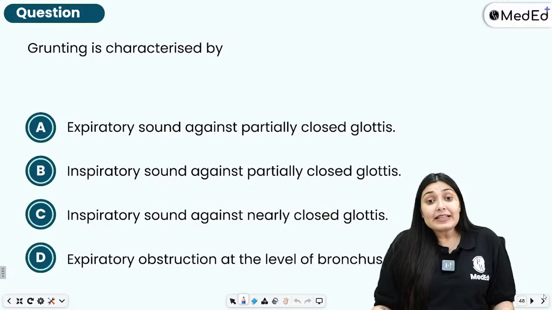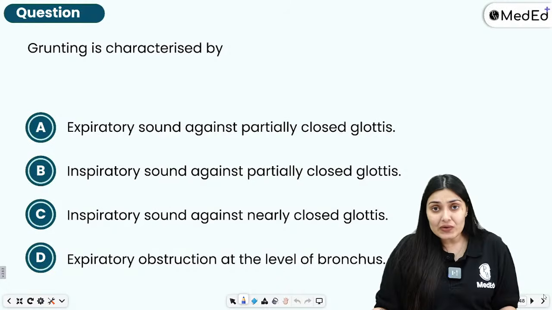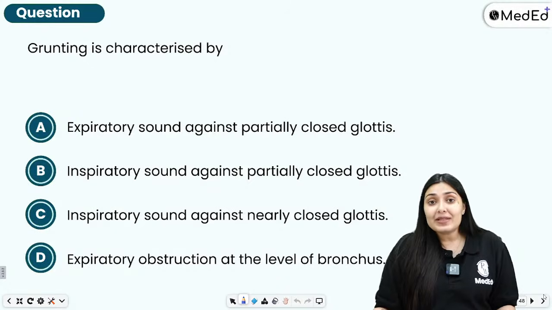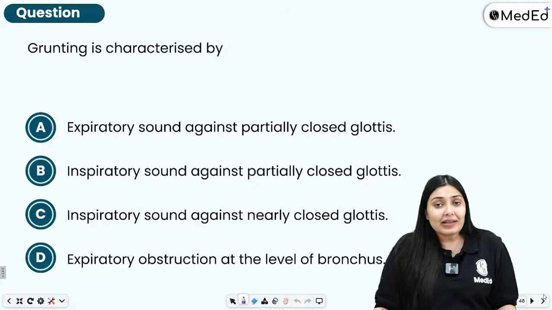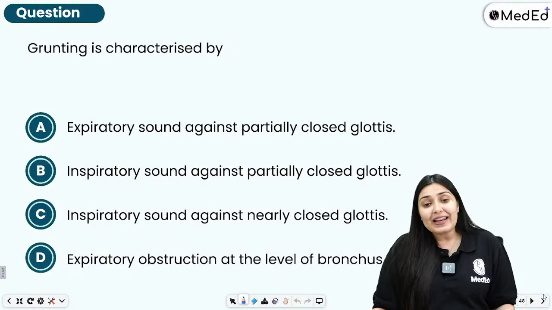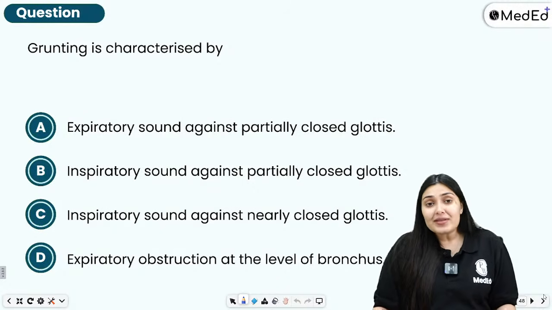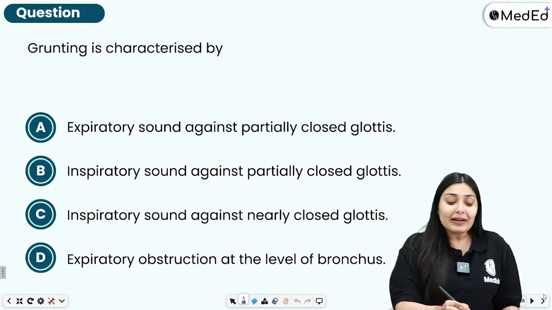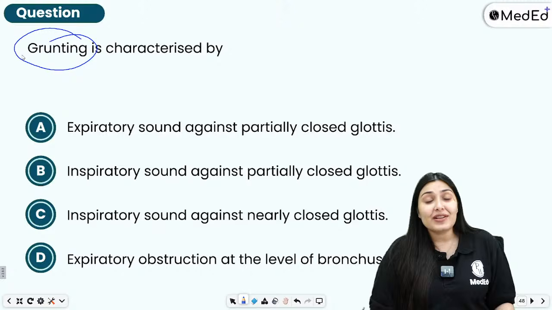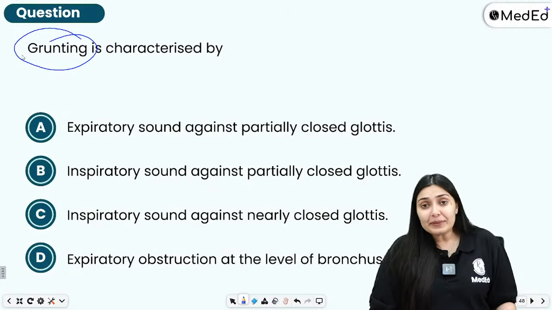Grunting is characterized by: expiratory sound against a partially closed glottis, inspiratory sound against a partially closed glottis, inspiratory sound against a nearly closed glottis, or expiratory obstruction at the level of the bronchus. So what is the correct answer over here? What is grunting? Grunting is one of the signs of respiratory distress that we notice in newborn babies. What is grunting?